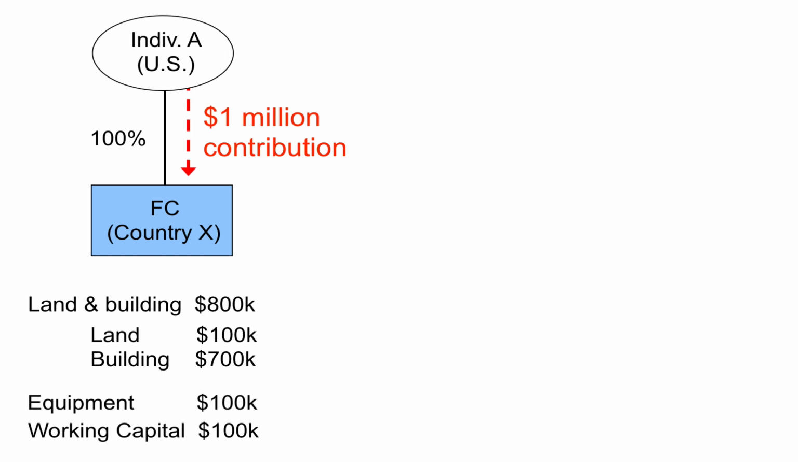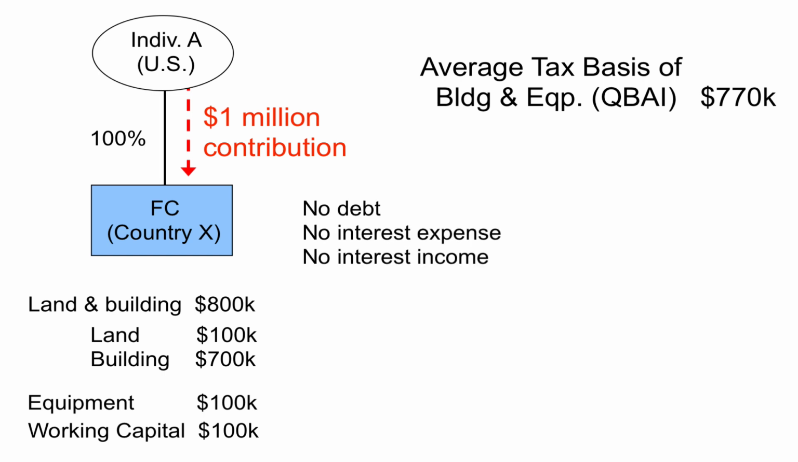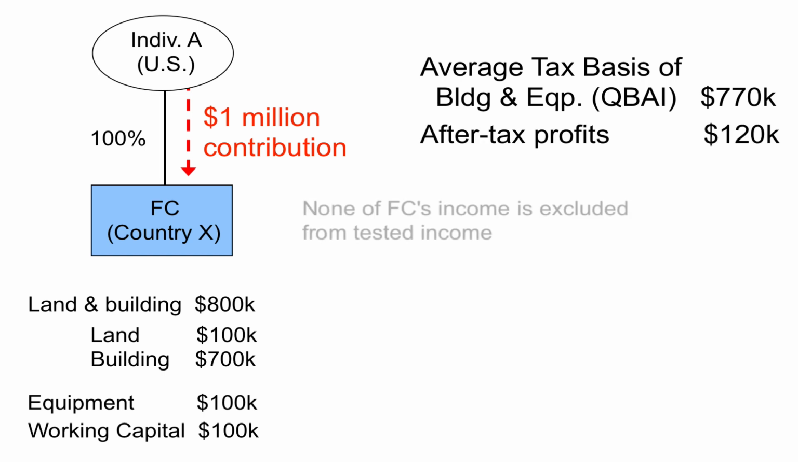The average tax basis of the depreciable tangible property of FC, i.e. the building and the equipment, during the year is $770,000. FC has no debt and pays no interest expense and has no interest income. During its first year of operations, FC earns after-tax profits of $120,000. None of FC's income is excluded from tested income.